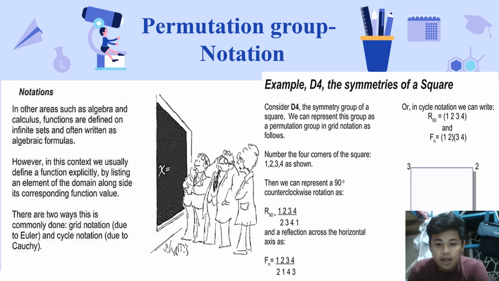So R90, where the 90 represents 90 degrees, is equal to 1, 2, 3, 4 over 2, 3, 4, 1, and a reflection across the horizontal axis, F sub H, is equal to 1, 2, 3, 4 over 2, 1, 4, 3. In cycle notation, R90 is equal to (1 2 3 4), and F sub H is equal to (1 2)(3 4).